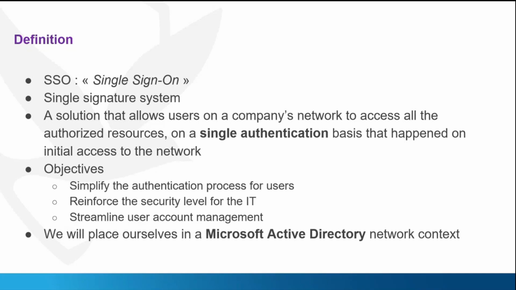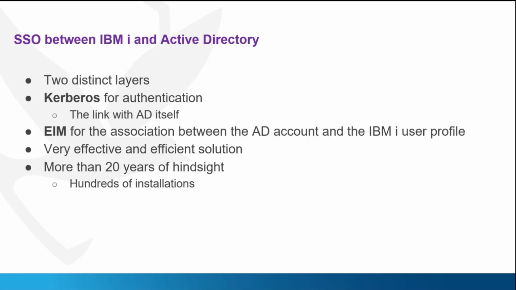And so the objective is to simplify the authentication process for users, for administrators and support, and reinforce the security level, because we won't have to remember all the passwords and all the bells and whistles. And for that, on the IBM i, we can use single sign-on with Active Directory, and it's quite powerful in that regard. So how can we do it?